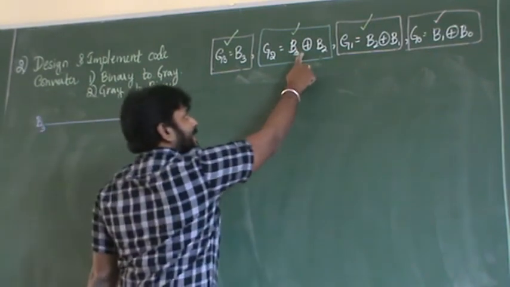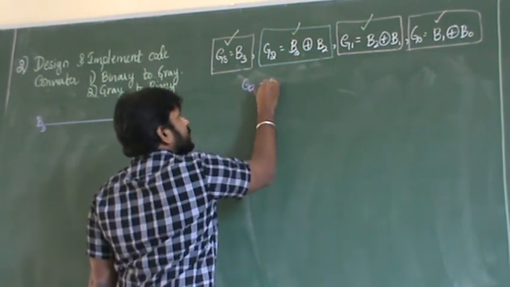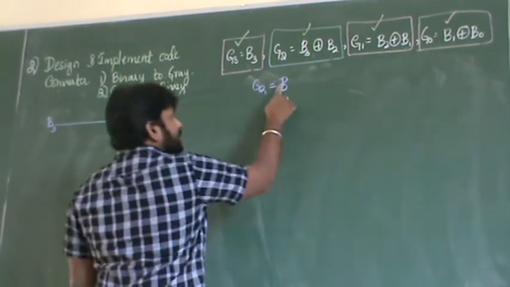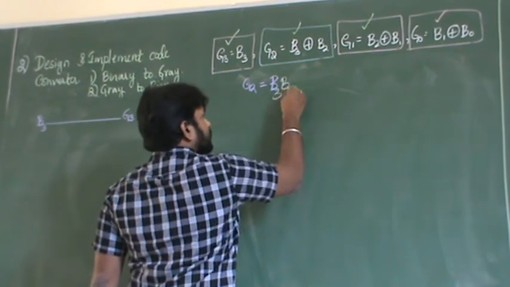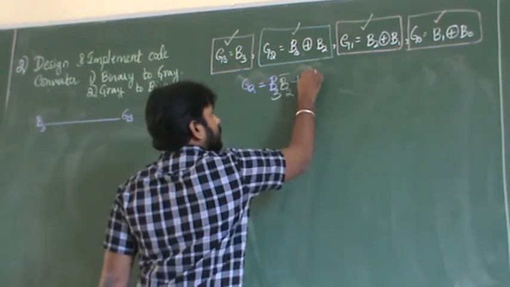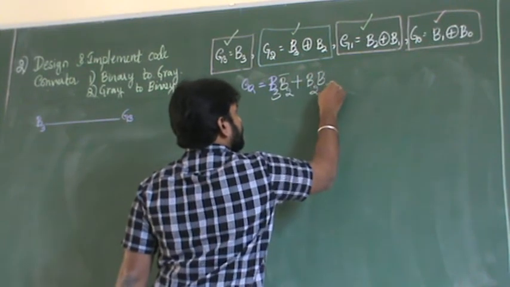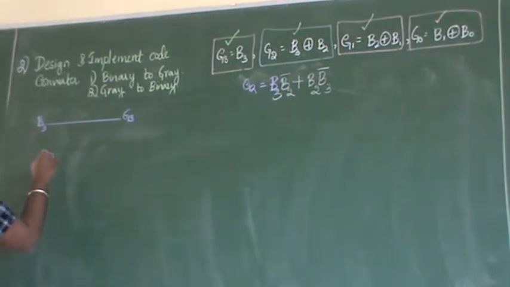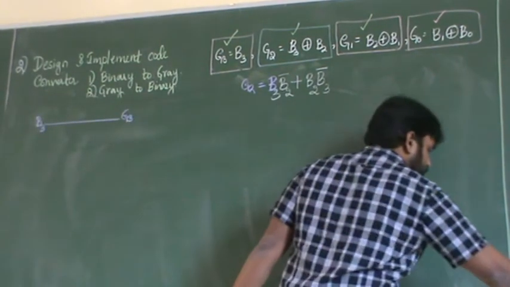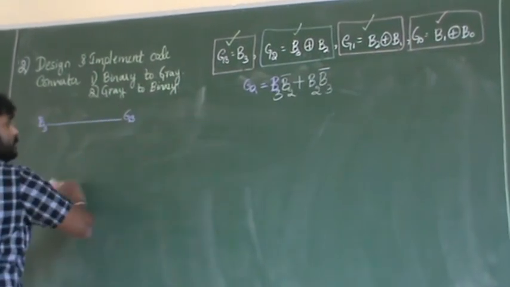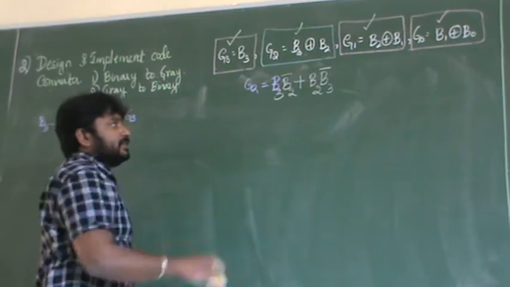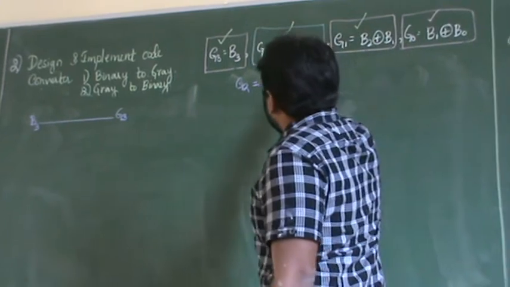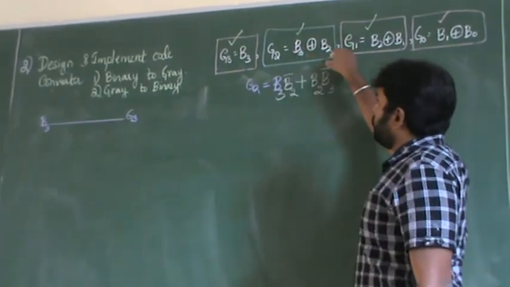So now can I write this G2 as B3 XOR B2? B3 XOR B2 is nothing but this one now. So can I write it like this? So therefore, copy down properly. So I can write it like this. Okay, you have to just bring down the expression from this format to this format.